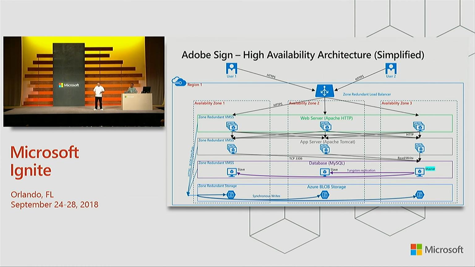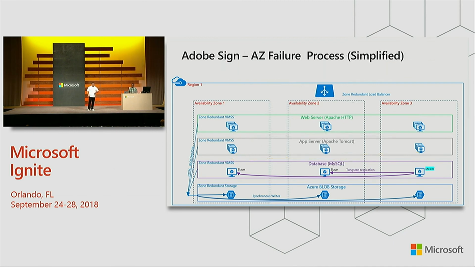And then Tungsten takes care of the intelligence for determining which of the 3 instances of MySQL are the master for read-write and which ones are there for read. So read can be in the local copy, the local database, and write is going to the master, in this case, zone 3. Okay? So let's look at a failure process, simplified. Okay, what does that look like?